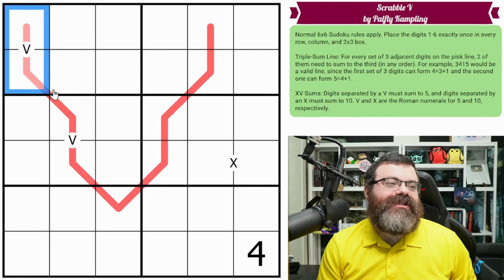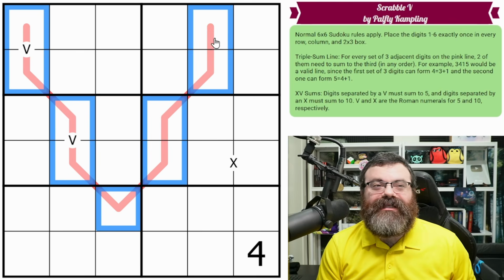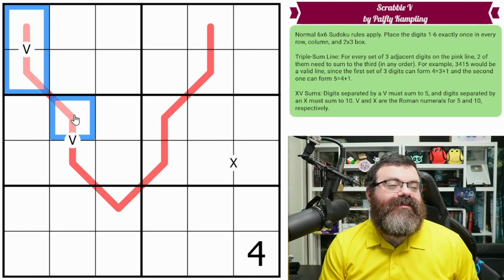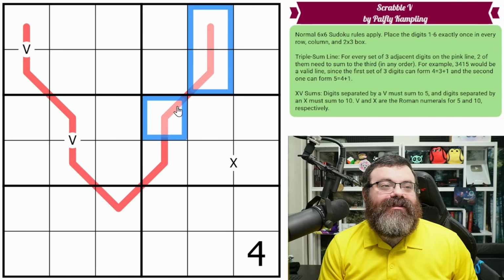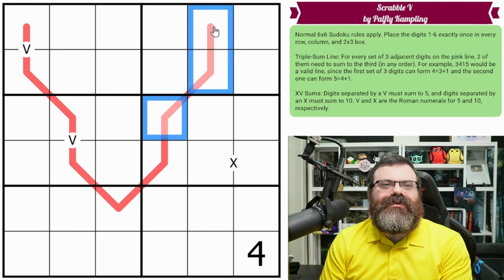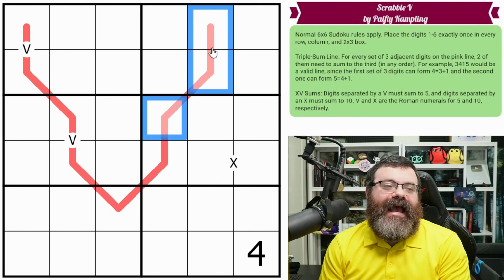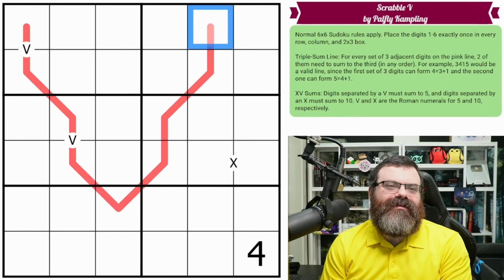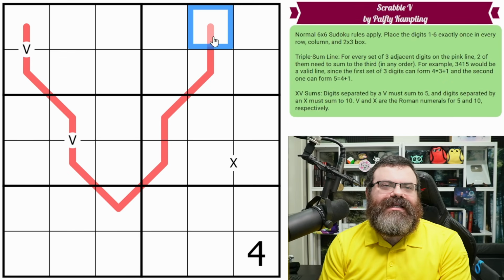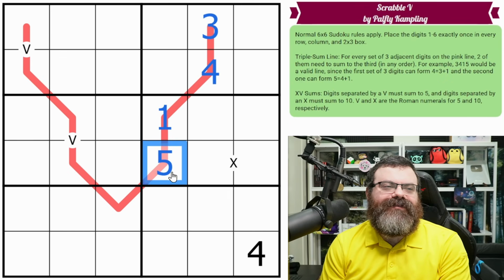We also have this red line in the grid. This is a triple sum line. So what we do is we take 3 adjacent digits, say these 3. We need to be able to take 2 of them and add it to the third one. The order doesn't matter, but for example, the example here is 3, 4, 1, 1, 5. So let's just use that.